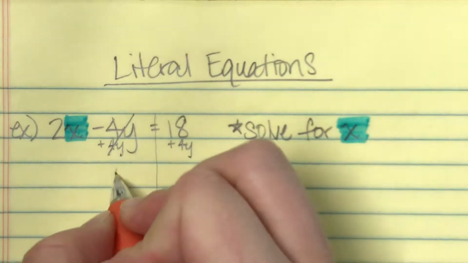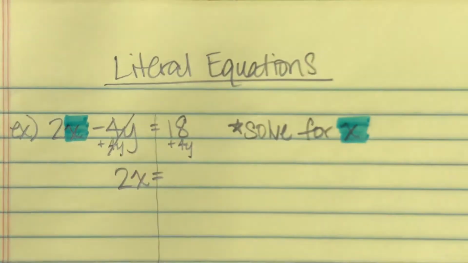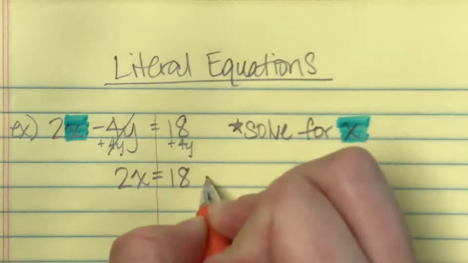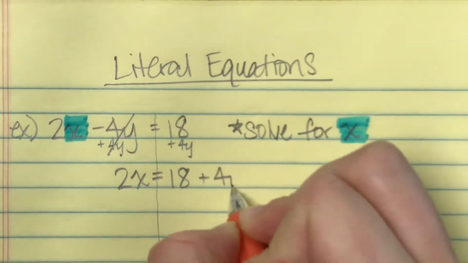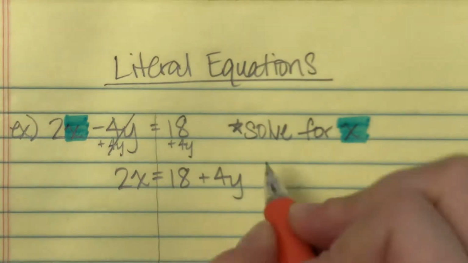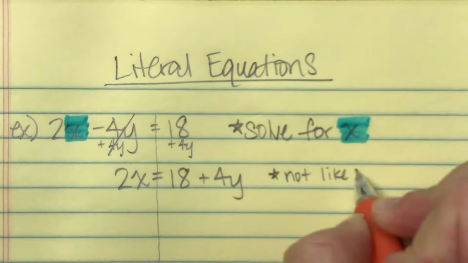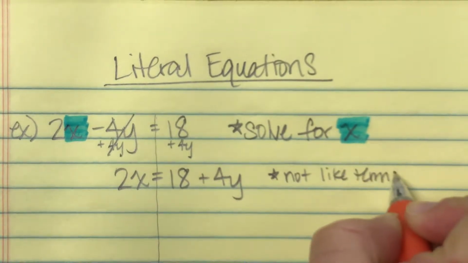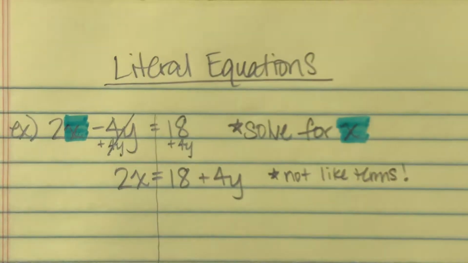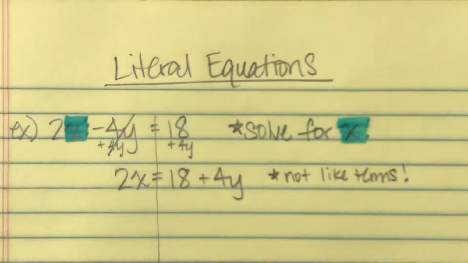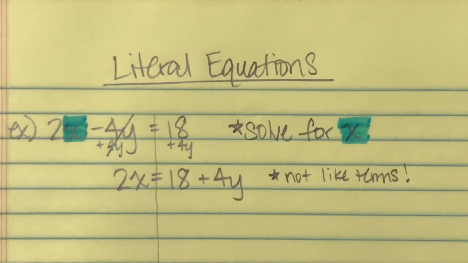So I end up with 2x equals, and here's where it gets kind of different, is you can't actually add 18 plus 4y. It does not work. The reason it doesn't work is because they are not like terms. So it just stays 18 plus 4y. I'm going to make a note to myself, not like terms. If you were thinking that it should have gone to 22y, you were forgetting all that work that we did getting like terms and talking about like terms, okay?